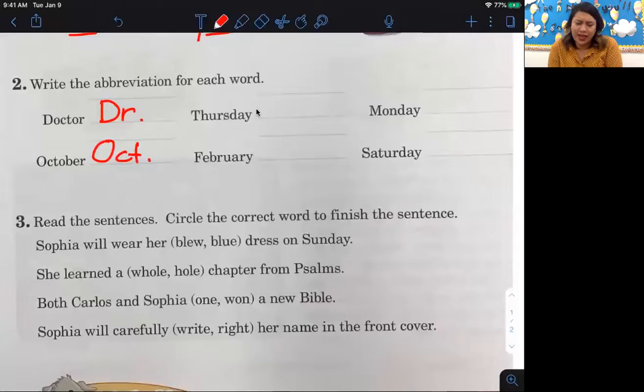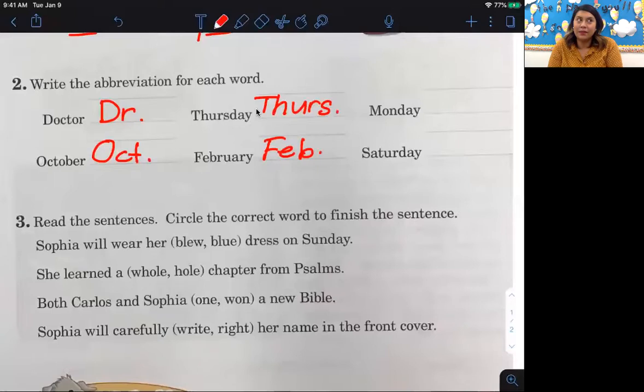What about Thursday? How would I shorten up the word Thursday? Capital T. Ooh, if you wrote Thurs, you're exactly right. Good job. Thurs. What about February? February. Feb. Nice. Don't forget your capital and your period. Good job.